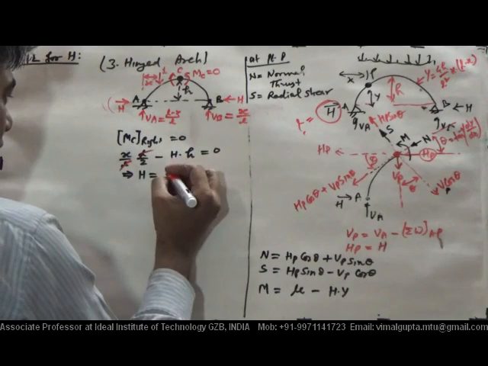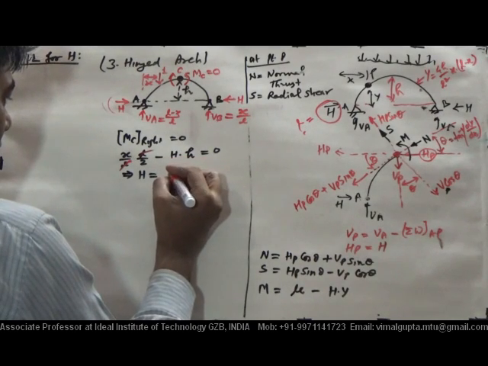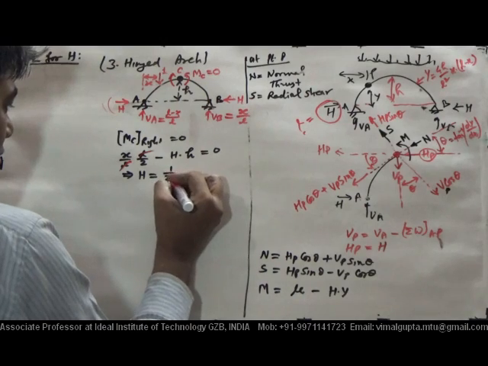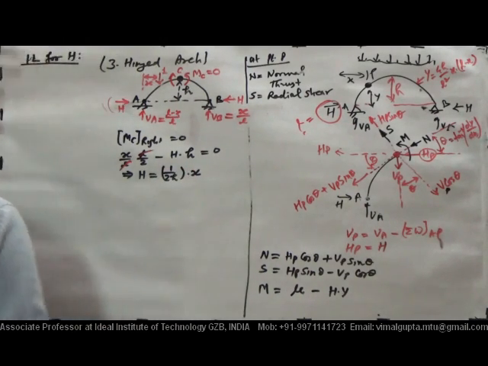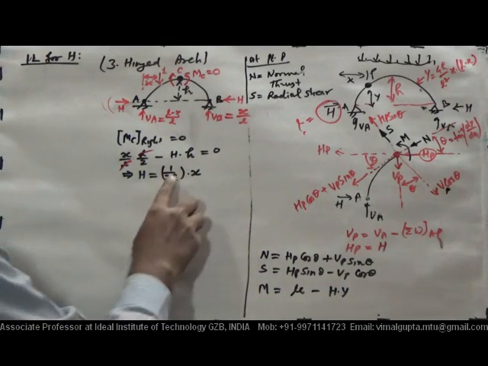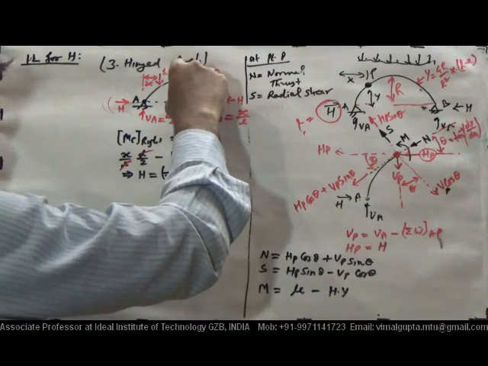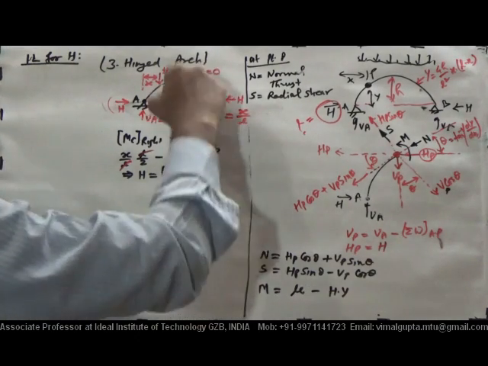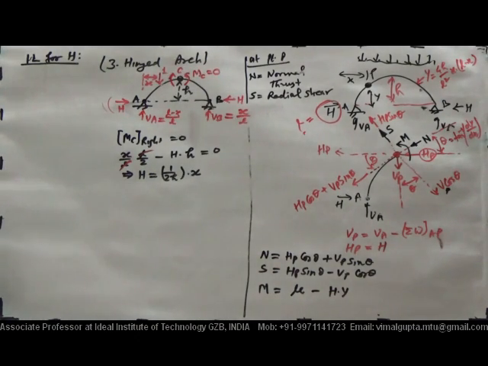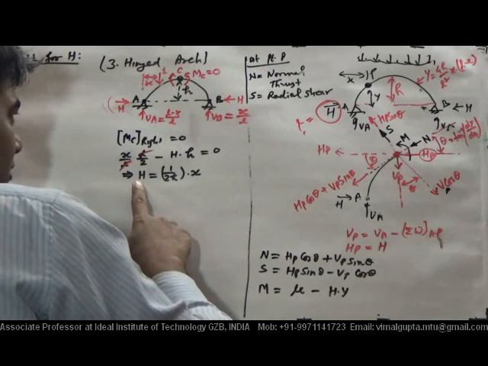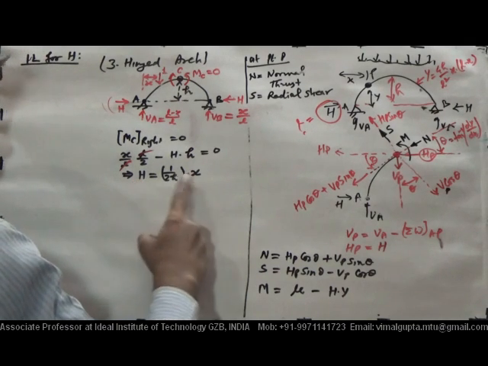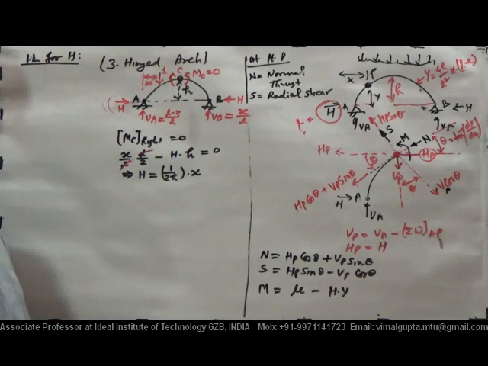It will be 1 by 2H times of X, and we know very well that H is this rise, and it will be the constant for given 3 hinge arch. Therefore, this plot, meaning horizontal thrust H, will be a straight line.